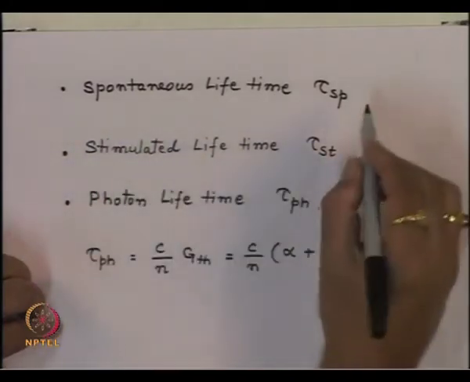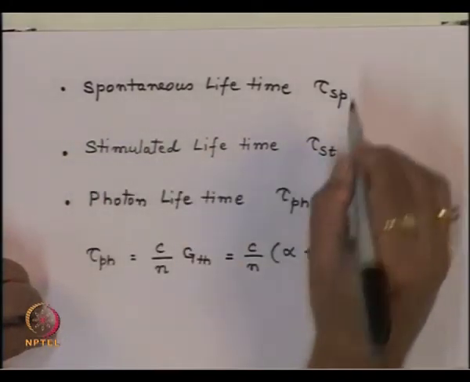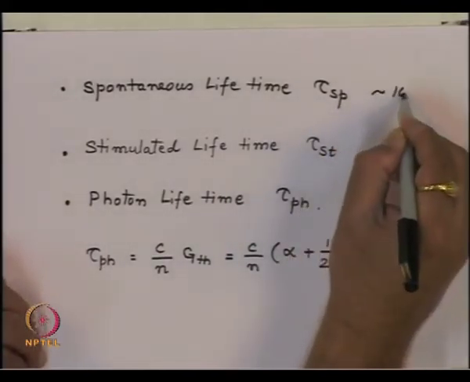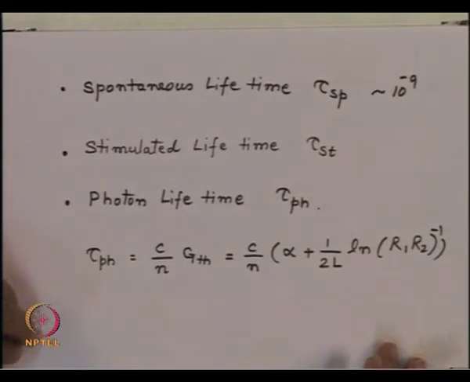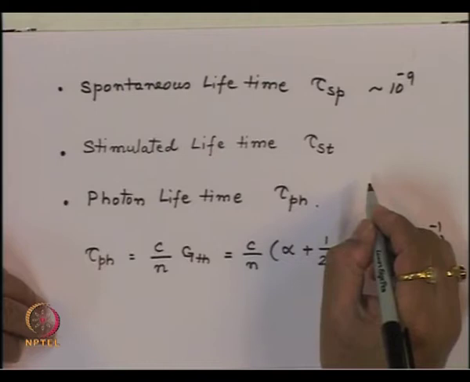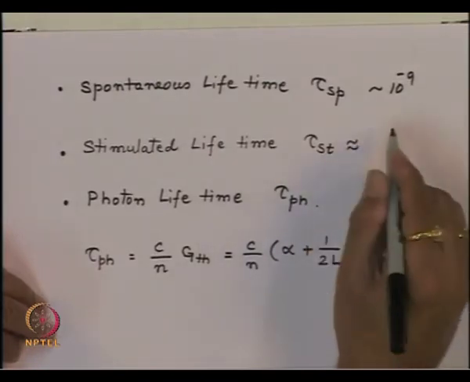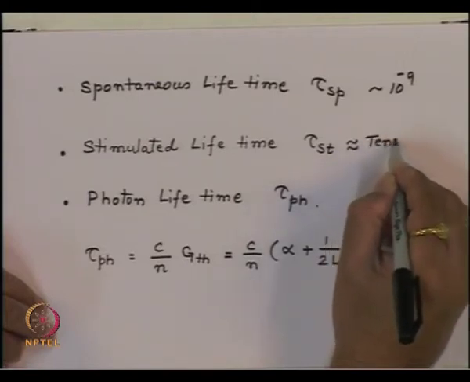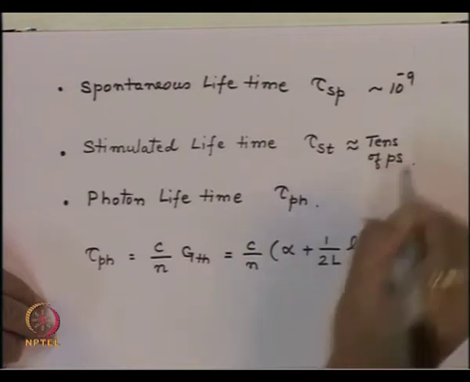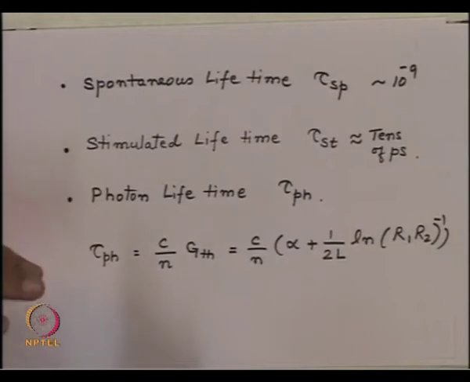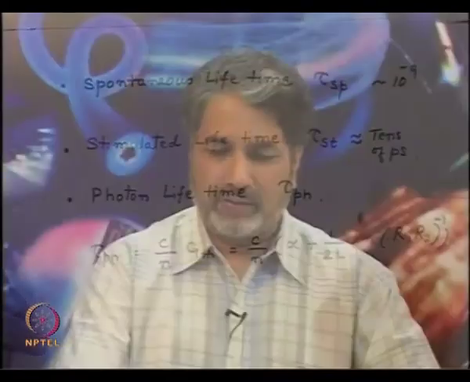So, you will see that the spontaneous lifetime is rather long. It could be the order of about nanosecond, so of the order of about 10 to the power minus 9. The stimulated lifetime is much smaller compared to this one. So, it could be of the order of about, let us say, tenths of picosecond. And this photon lifetime, if we calculate for the typical cavities which we use, this could be of the order of about 2 to 3 picosecond.